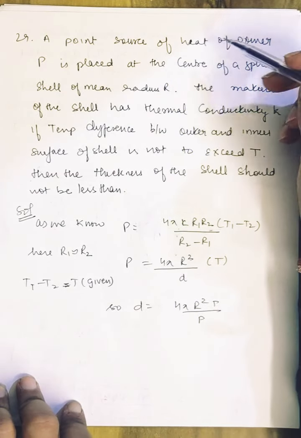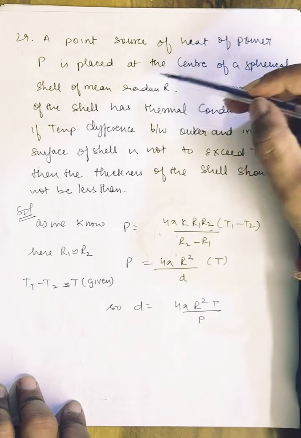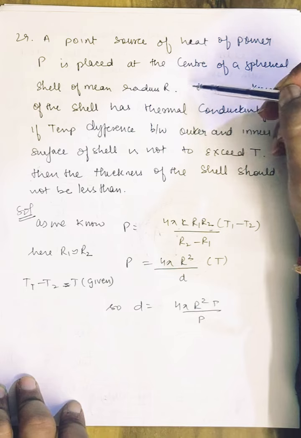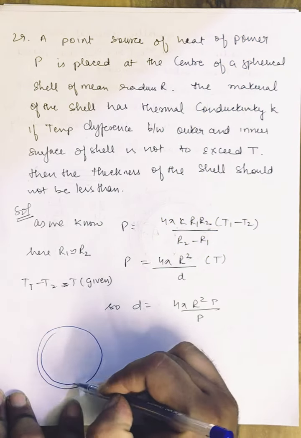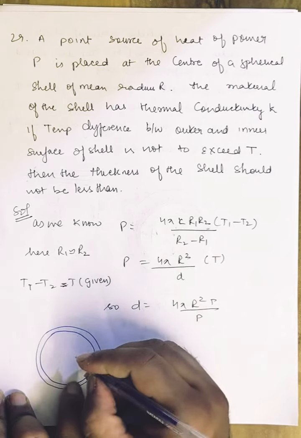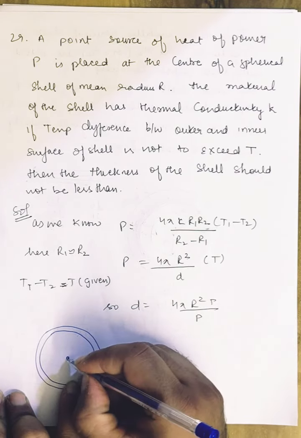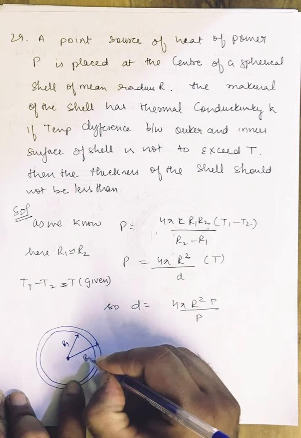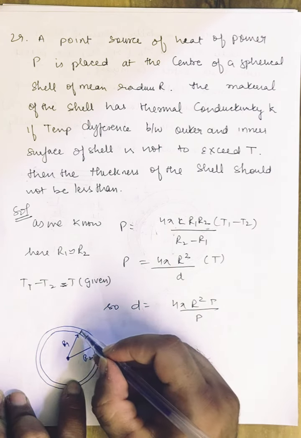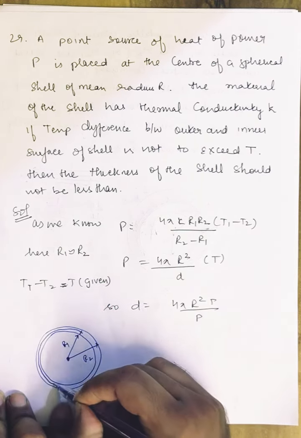A point source of heat of power P is placed at the center of a spherical shell of mean radius R. Because it's a shell, it has a very thin structure at the surface. So if the inner radius is R1 and outer radius is R2, in this case, the difference is so small that we take a mean radius known as R.